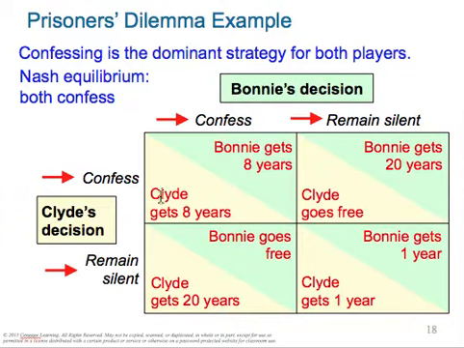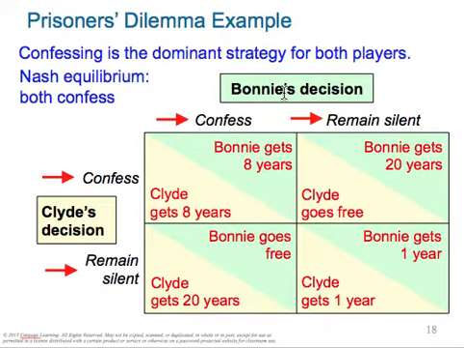Now, if he's trying to decide between confessing and remaining silent and Bonnie remains silent: if he confesses and Bonnie remains silent, Clyde goes free. Clyde's like, man, that's awesome. That's what I want. If he remains silent and Bonnie remains silent, he doesn't realize this, but he could get a year. Well, what would you rather do? Go free or spend a year in jail? Well, you'd rather go free. So check mark up here. So both of his chosen strategies, dominant strategy, is to confess.